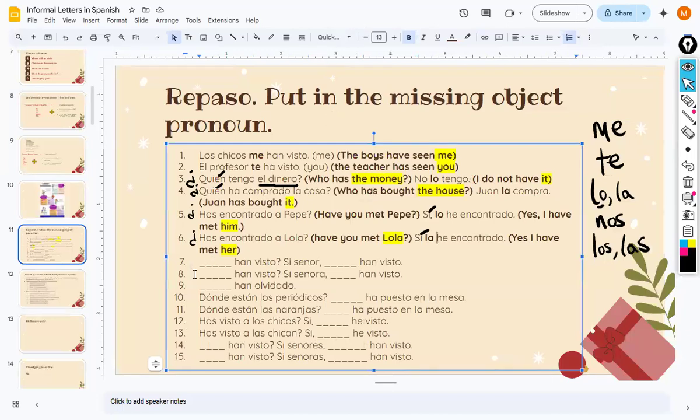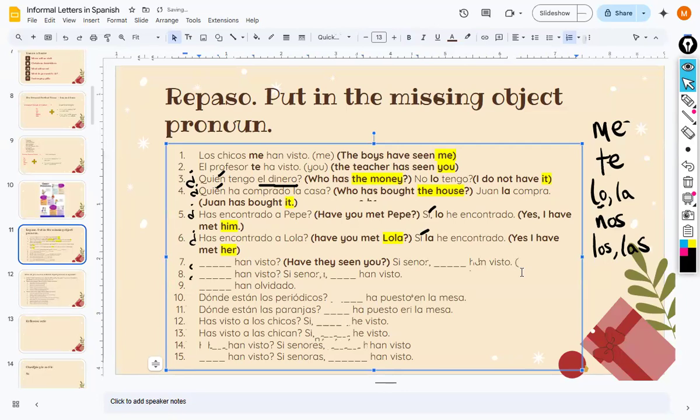All right, so let's discuss what 7 means. We're practicing with usted for this one. So have they seen you? Have they seen you? And the you in this case is going to be masculine, right? And then number 8, have they seen you? The you in this case is going to be feminine, right? So sí, señor, something, and visto. They have seen you, right?